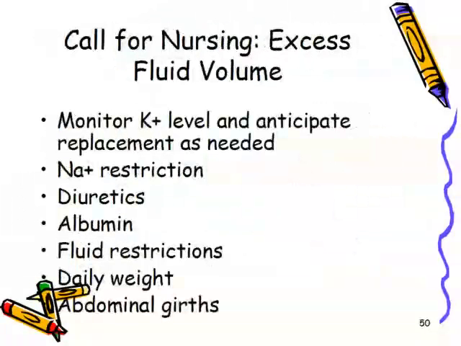Excessive fluid volume, we need to monitor the potassium levels. Sodium restrictions are going to be still maintained, put on diuretics. Albumin will help with the vascular system, and the patient will need to be on fluid restrictions, daily weights, and daily abdominal girths also.